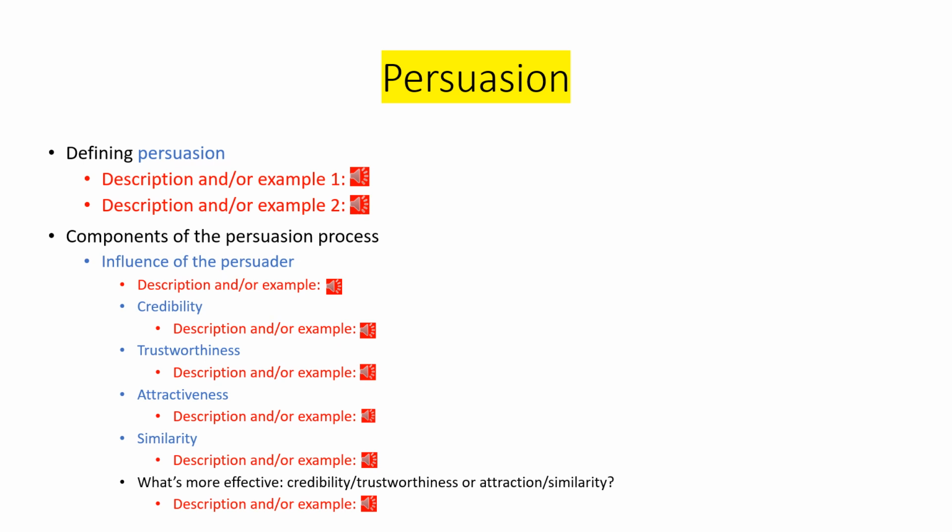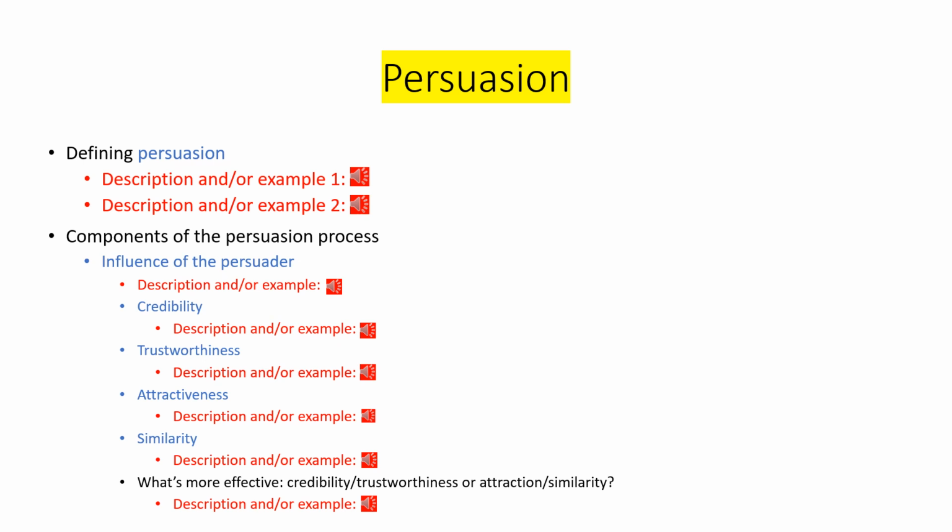A final trait that warrants mention is similarity. We tend to be more likely to be persuaded by people that we see as similar to us in some way: similar in our backgrounds, similar in our likes or our dislikes, similar in our experiences, really similar in any way. The more similar the persuader is to us, the more likely we are to go along with what they say.